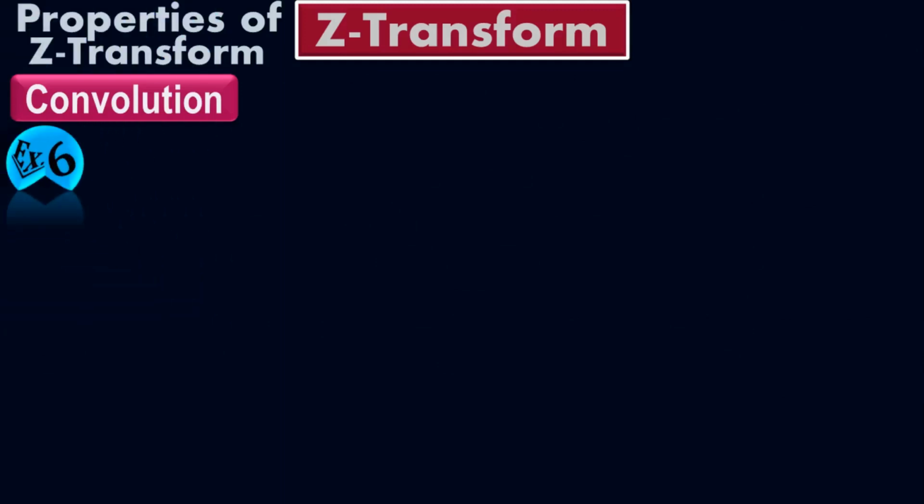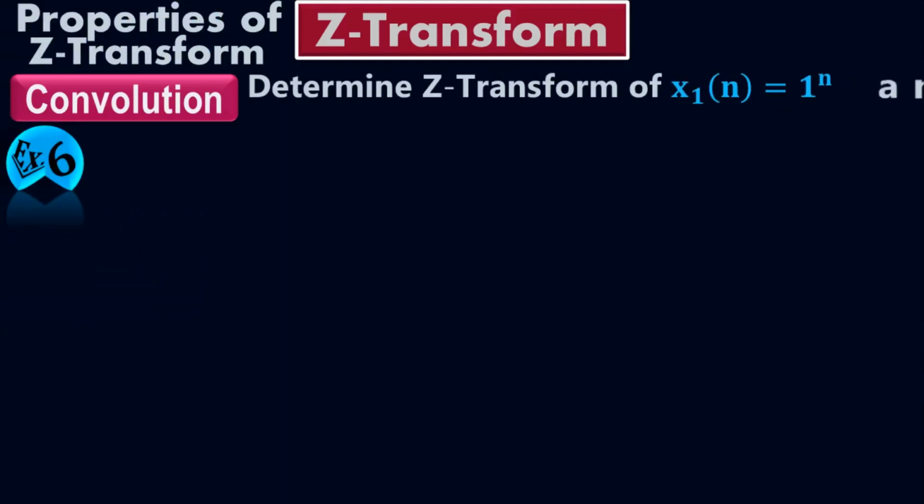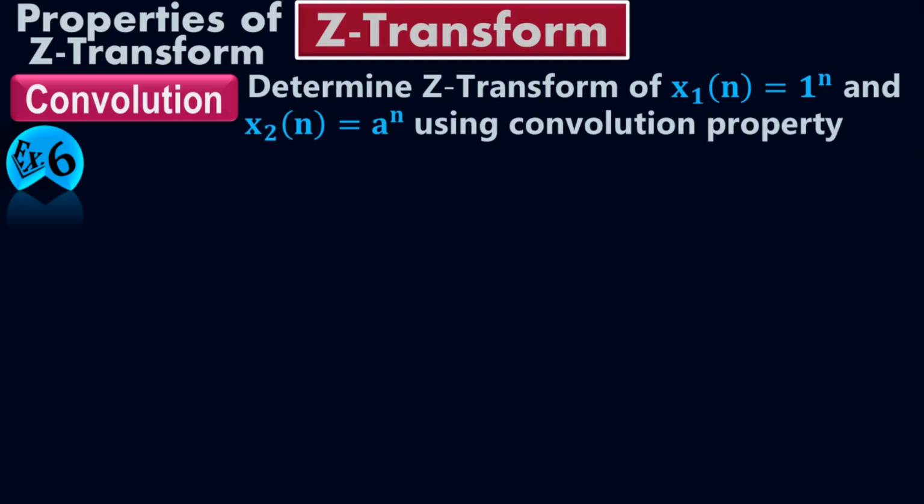Example number 6. Determine the z-transform of x sub 1 of n equals 1 to the n and x sub 2 of n equals a to the n using the convolution property. Two right-sided signals, 1 to the n and a to the n. 1 to the n is my x sub 1 of n and a to the n is my x sub 2 of n. I need their z-transform using the convolution property. So let me make it happen using this property.